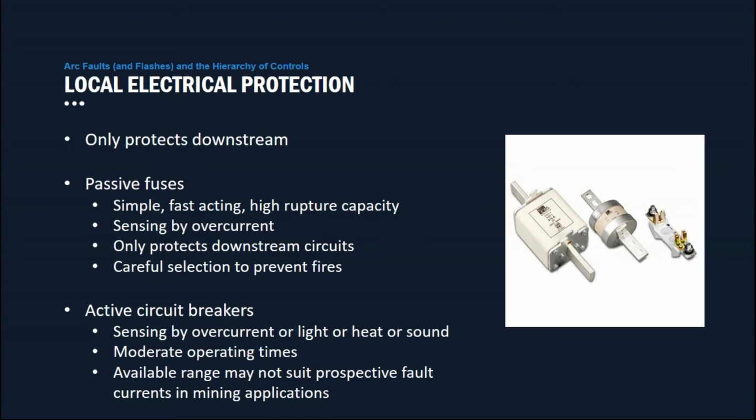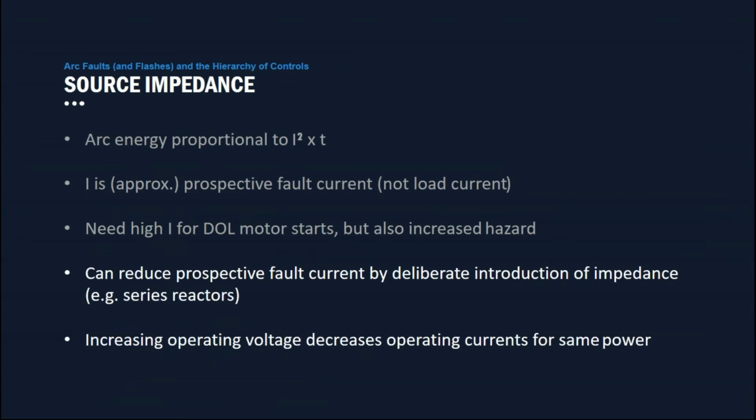We can, of course, use active circuit breakers. These can be operated or sensed using overcurrent or light or heat or sound. Generally moderate operating times, but of course the available range may not suit the prospective fault currents in some applications. We can get significantly high fault currents, as we discussed before, and trying to find an active circuit breaker can be non-trivial in some instances.